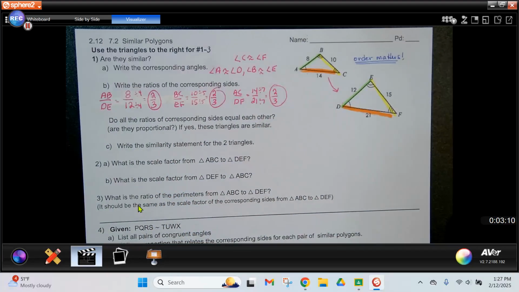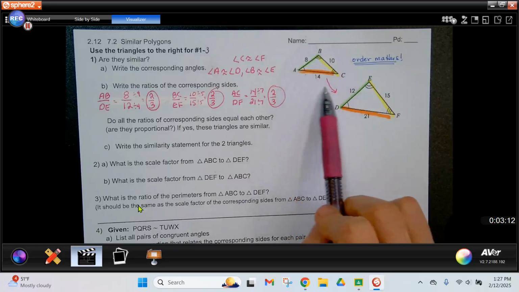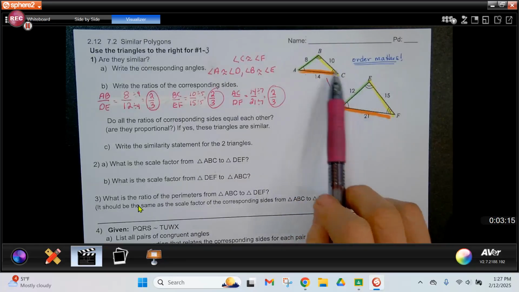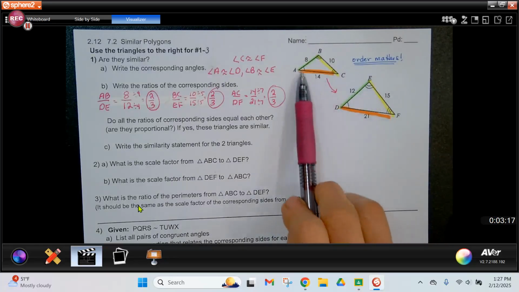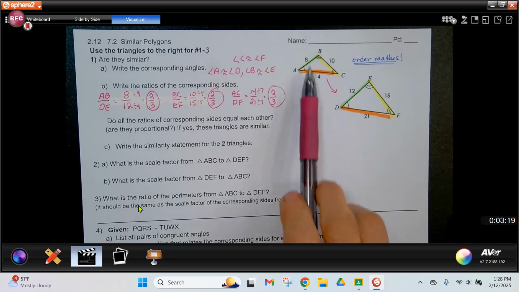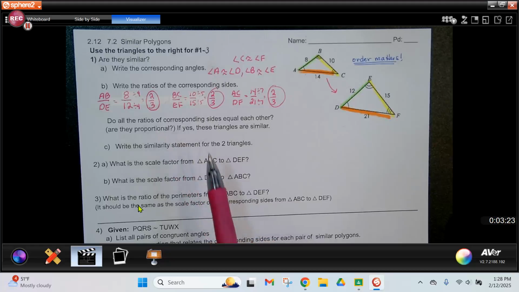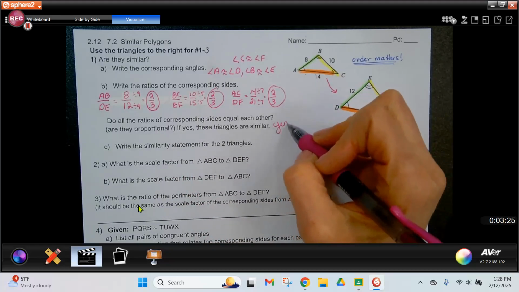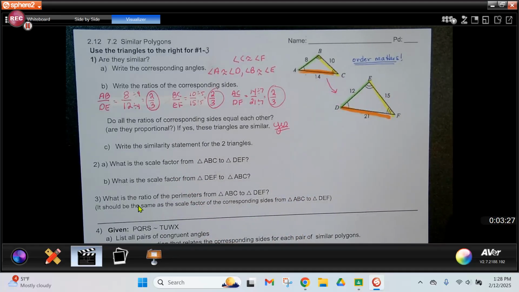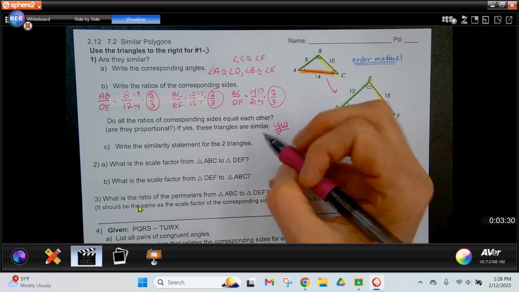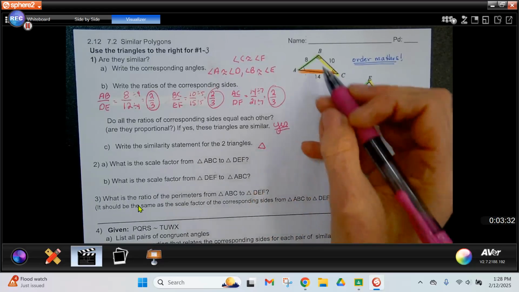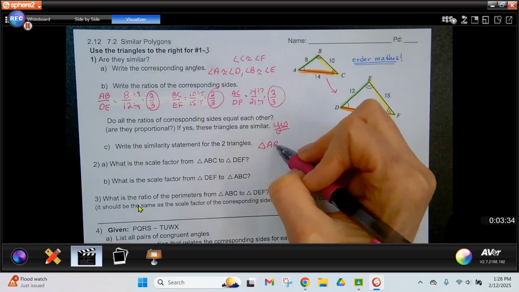So in this figure, since all three angles are the same, all the corresponding angles are the same, see, here, here, and here, and the corresponding sides have the same ratio, 2/3 to 2/3 to 2/3, then yes, these are two similar triangles. When we write the similarity statement, I'll call this first one triangle ABC.